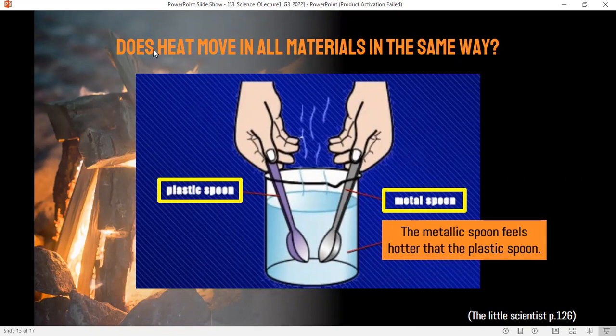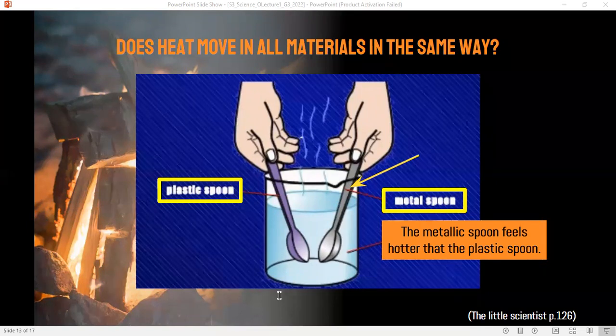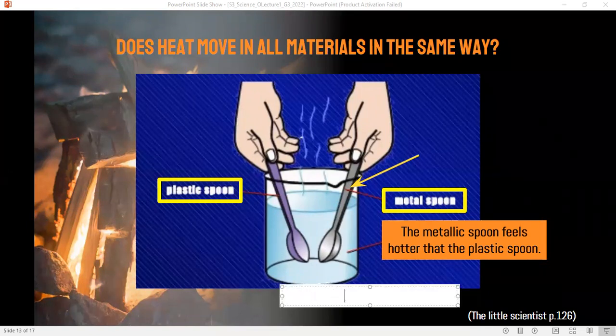You can try this at home. This one that we usually use to eat at home. So the metallic spoon feels more hot than the plastic spoon. This shows that some materials, some things, let the heat energy move faster than others. Here, the water is too hot, right? The water is hot.